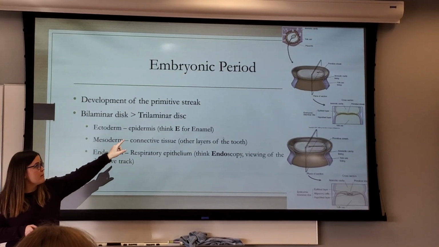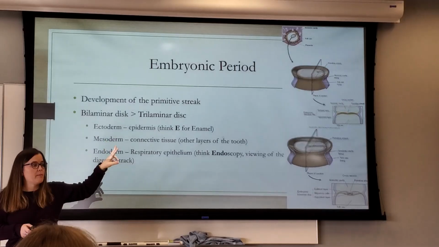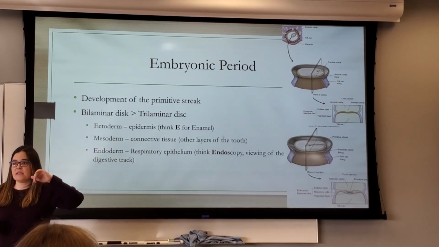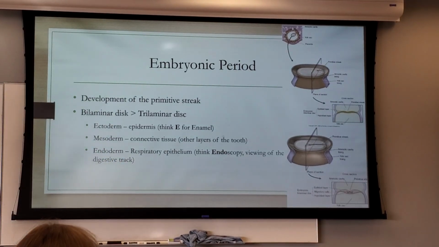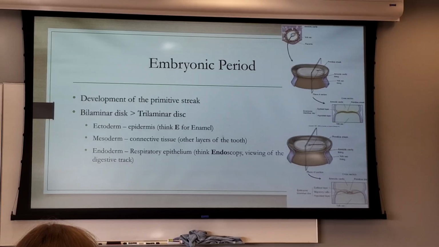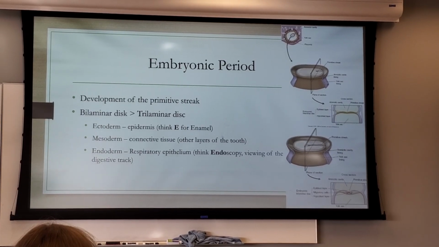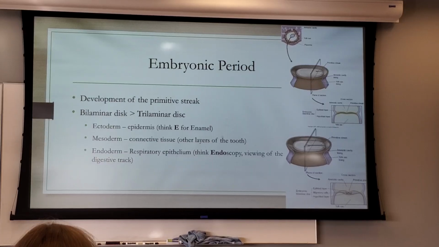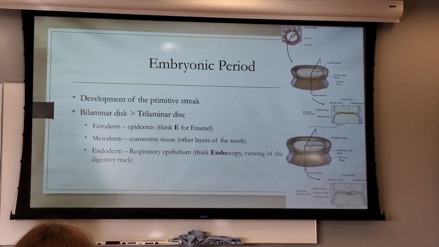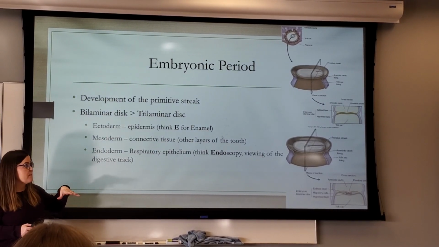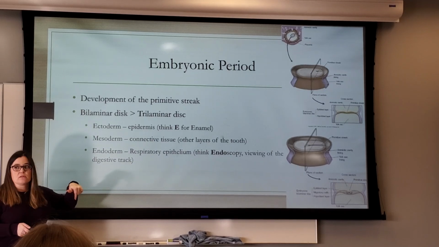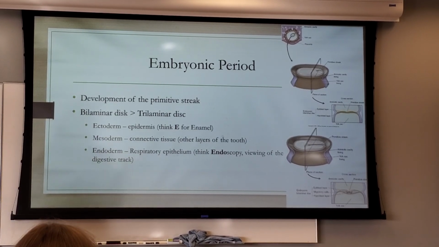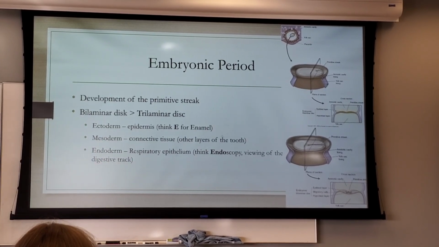So yes, you start out with the beginning of the primitive streak at the bilaminar disc. As it develops and deepens, you go to the trilaminar disc. The primitive streak is also going to give rise, in a sense, to the digestive tract and the spinal cord, the major nervous system, as it starts to fold. I have a slide coming up that will show you that.